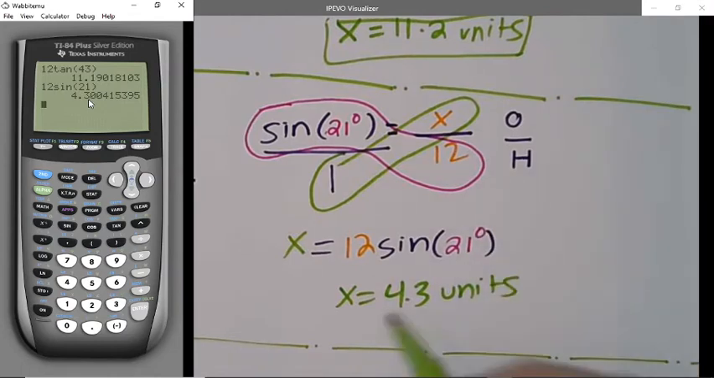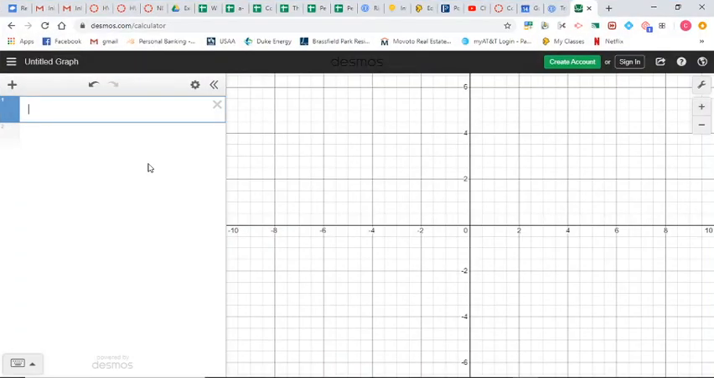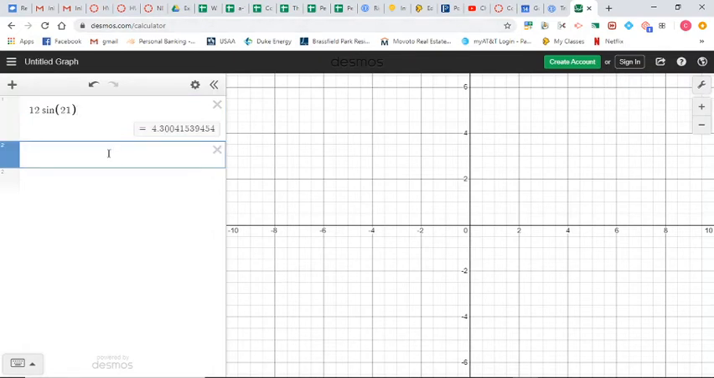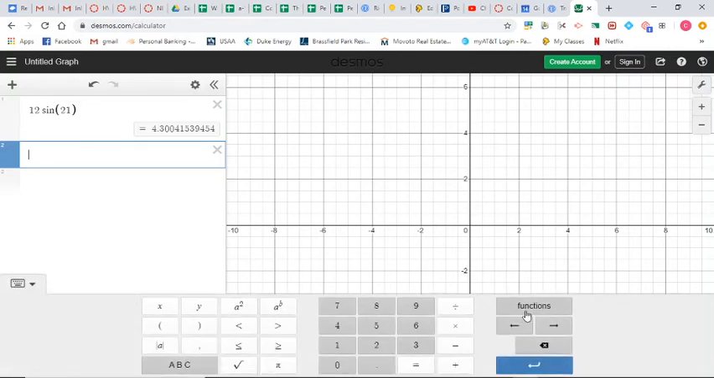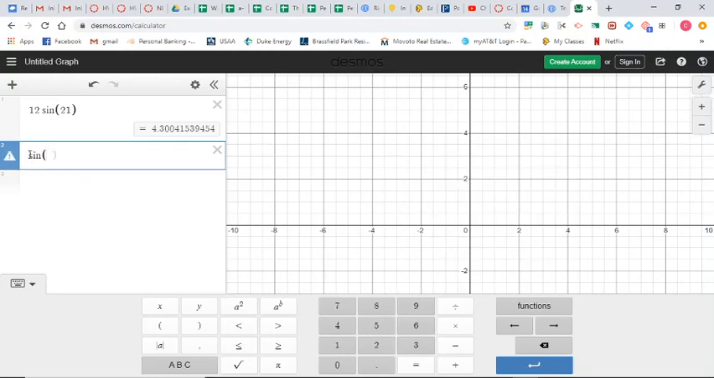Look at that. And again, if you prefer Desmos, you just go to desmos.com. We're going to type the same thing in. I'm going to type 12, and then the word sine, S-I-N, and then put 21. And look at that, we get 4.3 as well. So again, you can use Desmos or your graphing calculator. Also, don't forget on Desmos, you can get to the sine key by hitting the keyboard button, going to functions, and going back to trig, and then sine. So that's another way you can get to the sine. I can type 12 and 21.